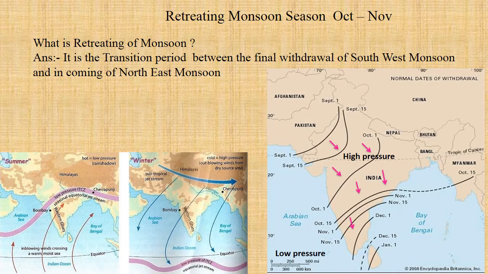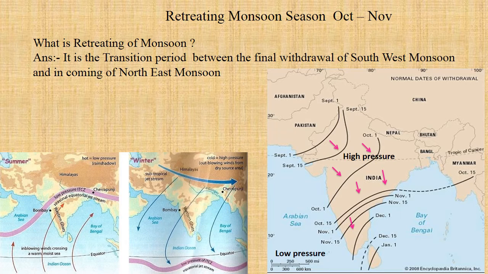Now let's begin the detailed explanation of the retreating monsoon season. The retreating monsoon season begins in October and November. As we had seen in the previous slide, it's a transition period between the final withdrawal of southwest monsoon wind and the onset or coming in of northeast monsoon winds. Let's take the help of the map. Look to the right hand side, the map which is shown. In this map, look at the northern part of our country.